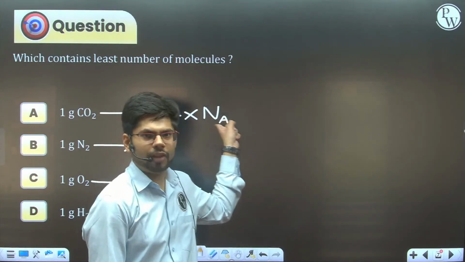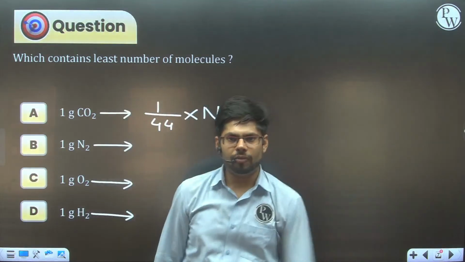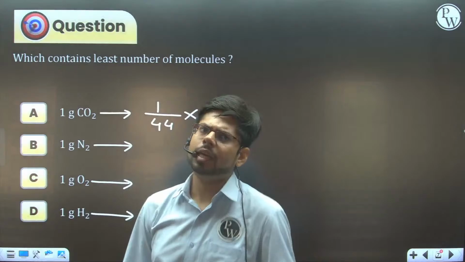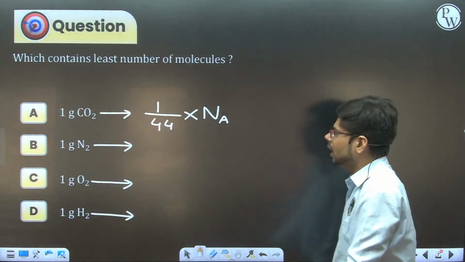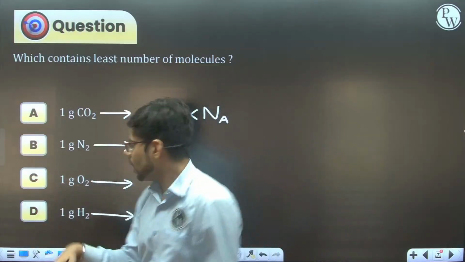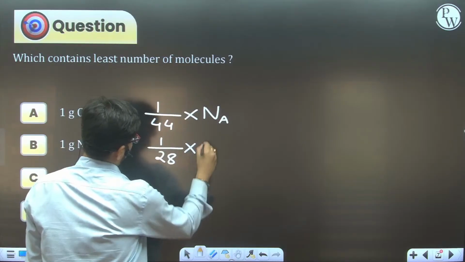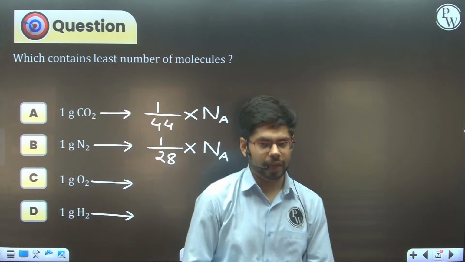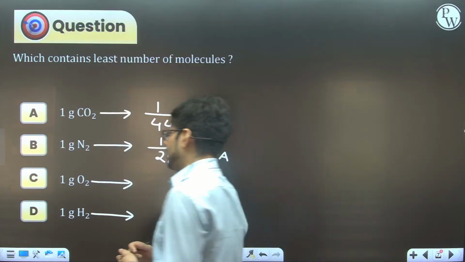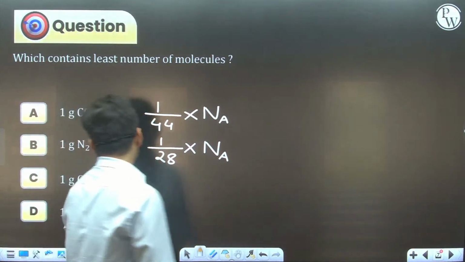Of course, I have to put the value here, 6.022 into 10 raised to 23, and then I'll get the exact number of molecules. But I'm not interested in finding out the exact number of molecules now, because I just need to compare the values here. So I'll just keep Na as Na. Okay, for the next one, 1 upon 28 into Na. This will be the number of molecules in 1 gram of N2. Molar mass of N2 is 28 gram per mole. Atomic mass of nitrogen is 14, and hence we get 28 gram per mole as a molar mass.